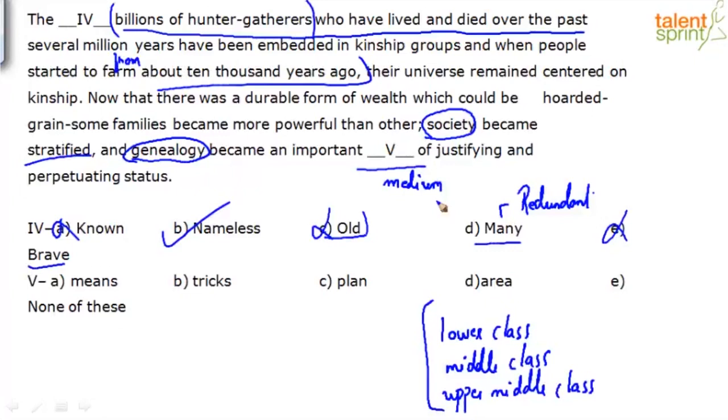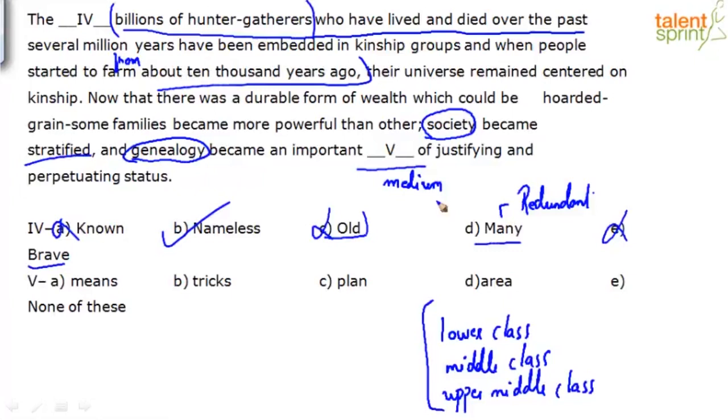I want you to go back and look at that context. Now that there was a durable form of wealth which could be hoarded, grain, some families became more powerful than others. That's why we have these divisions: middle class, upper class, lower middle class, all that. And genealogy became an important dash of justifying and perpetuating status. So what is genealogy? Anybody? Tiwari is asking. I assumed this is something that you would know. It's not a very difficult word. Use genes. Genealogy is basically the study of your family history.